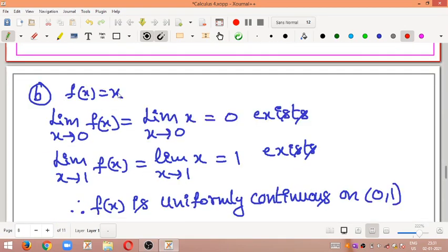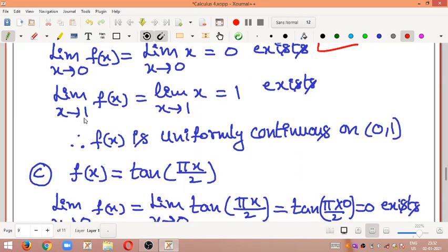Similarly, the second option: f(x) = x. This is a linear function, so it is also continuous, and the first step is satisfied automatically. For the second step, the limit as x tends to 0 of f(x) is x approaching 0, which gives 0, existing and finite. Next, the limit as x tends to b = 1 of f(x) is x approaching 1, which gives 1. So this is also existing and finite.